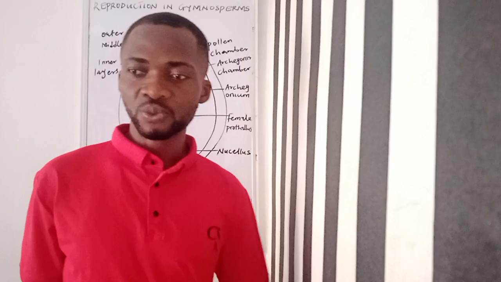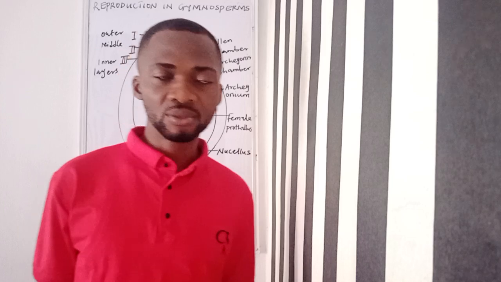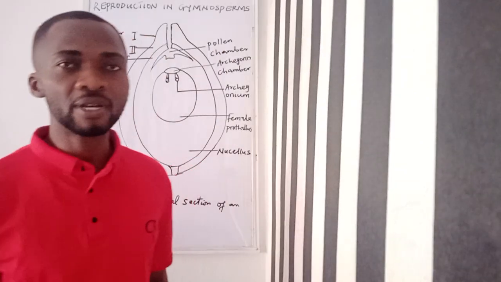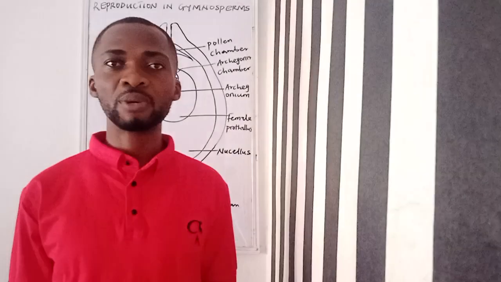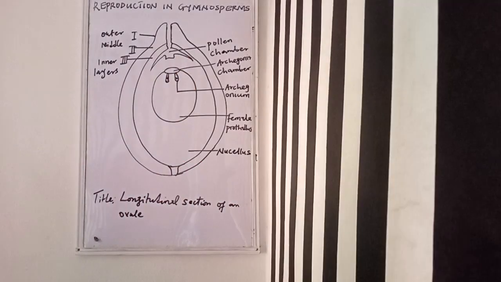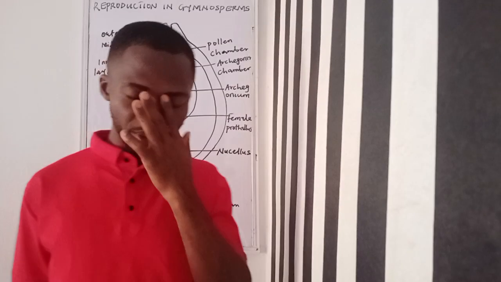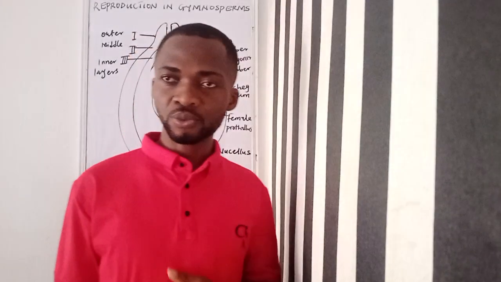In our previous class we introduced gymnosperm, we talked about the spermatophyta, and of course remember I said we have two different groups of spermatophyta, the gymnosperm and the angiosperm. Hope you can see the board. Alright, so the gymnosperm and the angiosperm. And we started talking about the gymnosperm.